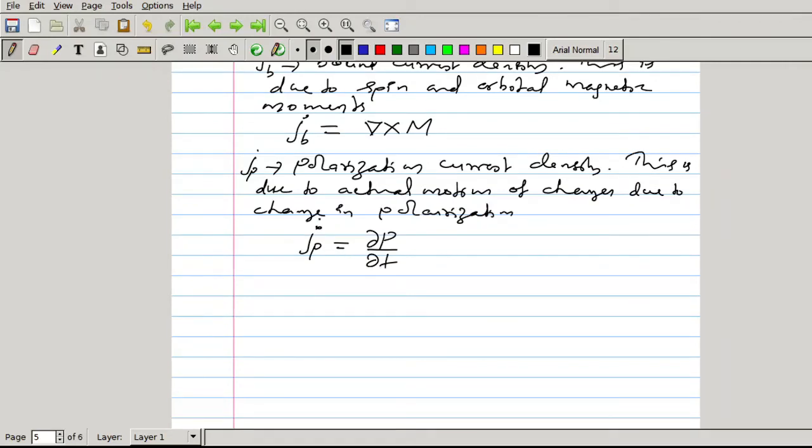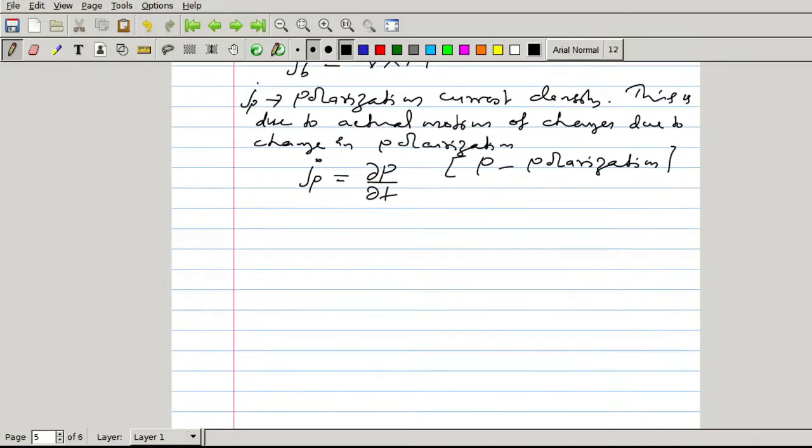So the bound current density is due to magnetization, and this current density is due to change in polarization. If polarization is constant, then dou P by dou T is 0. So J_P is 0. If there is no magnetization, then this term will be 0.